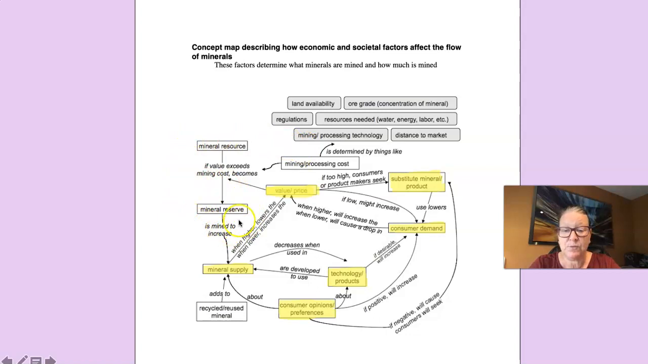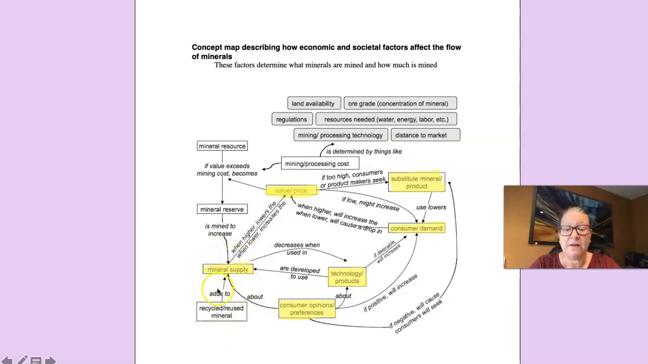So if we have this reserve and if it's economically feasible to extract this mineral, then we mine it, and that increases our mineral supply of that particular mineral. The mineral supply can also be enhanced if we recycle or reuse that particular mineral in some way. And then we get to the main part of the diagram.